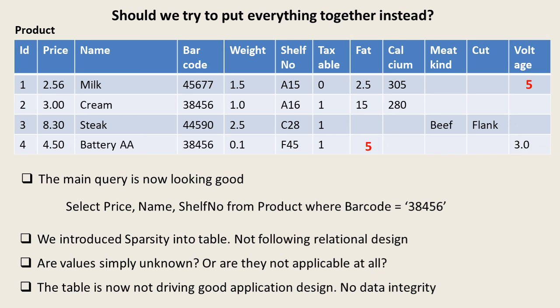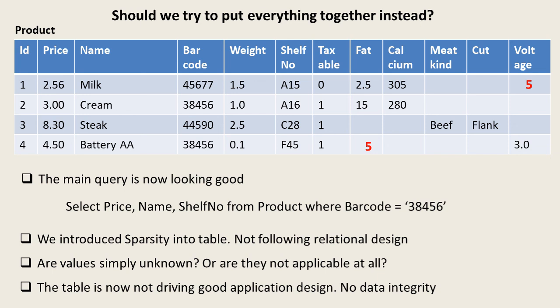Data integrity in general means that it's guarding you against making some mistakes in your data. So it would not allow you to put some wrong information into the database. Data integrity is a big topic. It could be achieved by different means, but currently we are talking about one part of data integrity. We did allow to put wrong data, so we did allow to put voltage for milk or fat for battery.